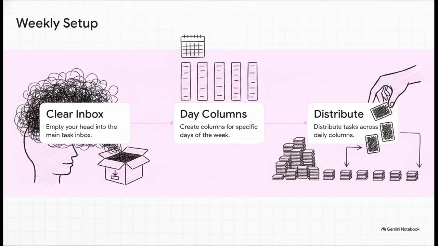Step 1, clear out that main task inbox. You absolutely got to get everything out of your head and into the system, but you cannot just leave it sitting there. Step 2, create specific day columns. You're basically building the architectural framework of your upcoming week right here. And finally, step 3, distribute those tasks across the days of the week. You are taking that massive pile of stress in your inbox and dealing it out, kind of like a deck of cards, into totally manageable daily hands.